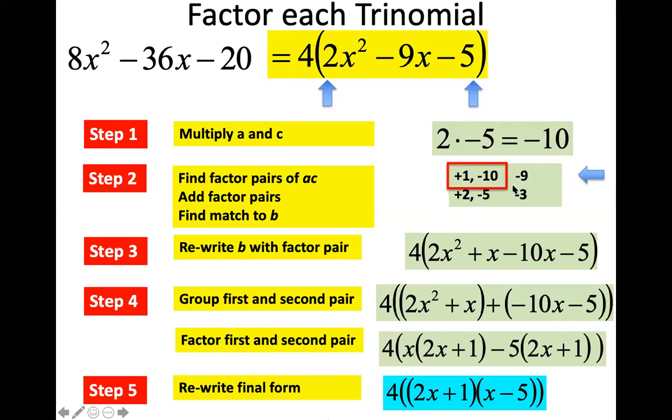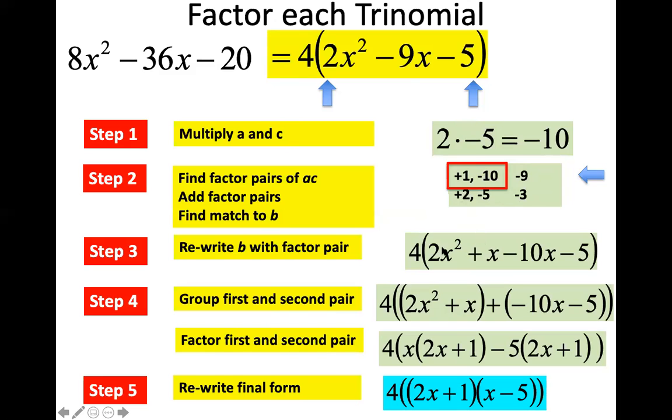But there's only one of those combinations that adds up to negative 9. For some of you, you're going to have to go through every single possibility. A negative 1 and a positive 10. A positive 1 and a negative 10. A negative 2 and a positive 5. A positive 2 and a negative 5. And then see which one adds up to negative 9. So the one that I got that adds up to negative 9 is a positive 1 and a negative 10.